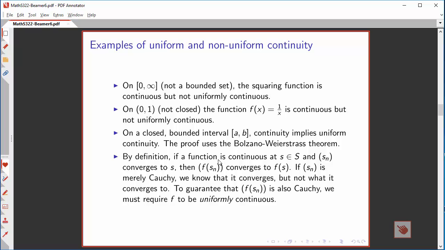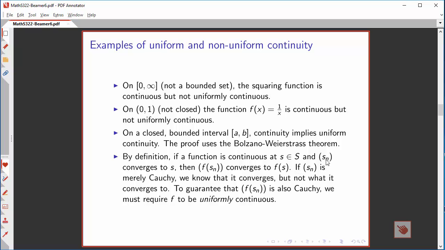Now here's a theorem that I didn't know before I started teaching this course, but I think it's really quite elegant. Remember our definition of continuity of a function. If a function's continuous at some point in its domain, and you've got some sequence of points in the domain that converges to that little s, then the sequence of function values converges to f of s.